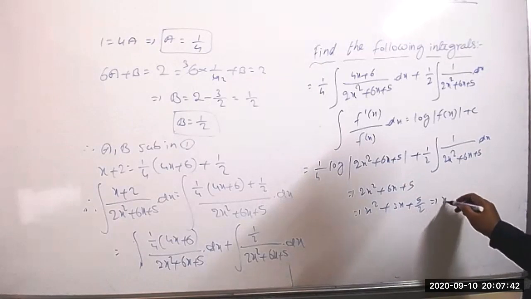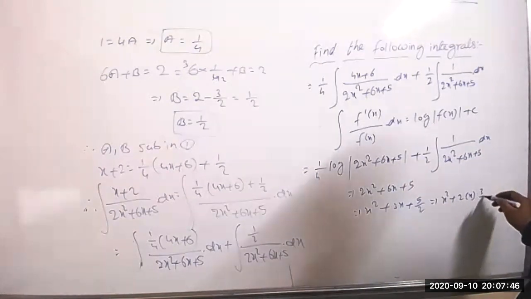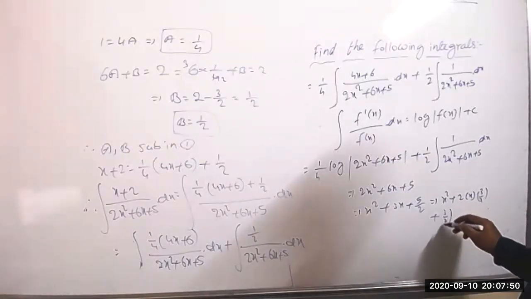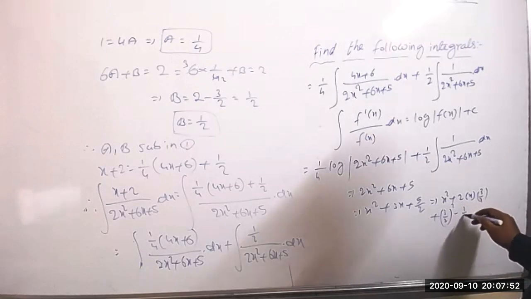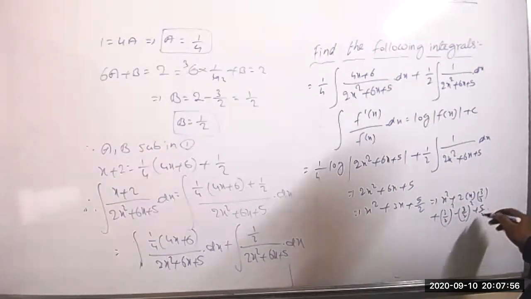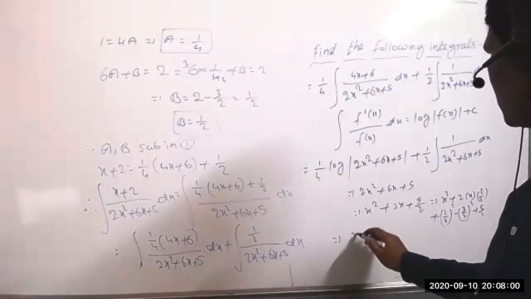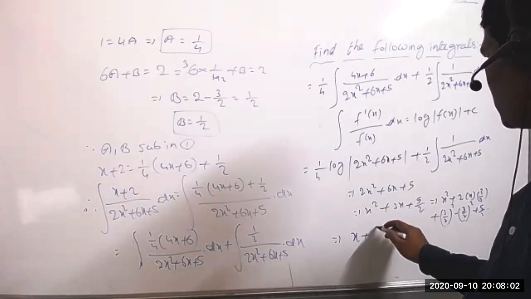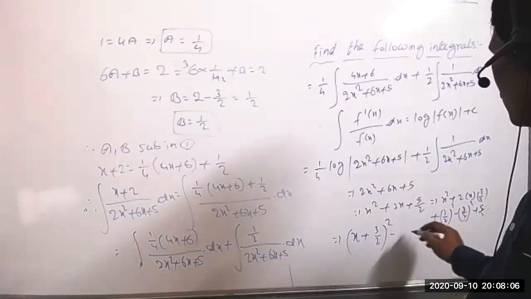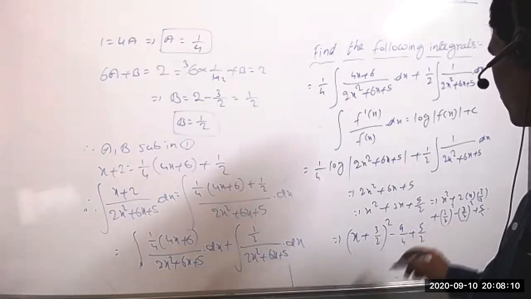That implies x square plus 2 into x into 3 by 2, the 2 will get cancelled, plus 3 by 2 whole square minus 3 by 2 whole square, plus 5 by 2. So from here clearly you can write, this is a plus b whole square, so x plus 3 by 2 whole square minus 3 by 2 whole square, equal to, you can write, 9 by 4 plus 5 by 2.